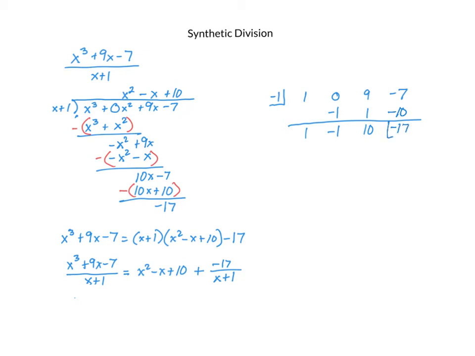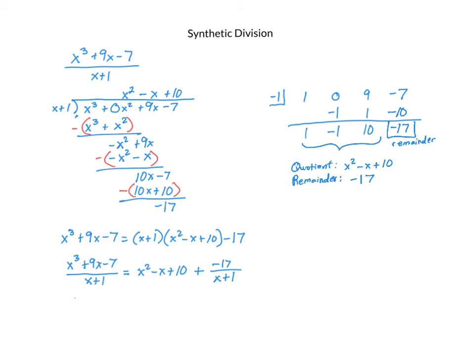And the number that we get right here will be the remainder. And the coefficients of the quotient will be right here. So notice what we find. The quotient would be, based on our synthetic division, positive 1x squared minus x plus 10. And our remainder is -17. And notice that's the same result that we had when we did this problem using long division.